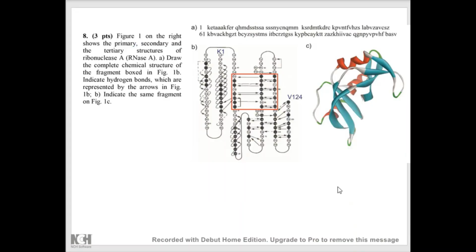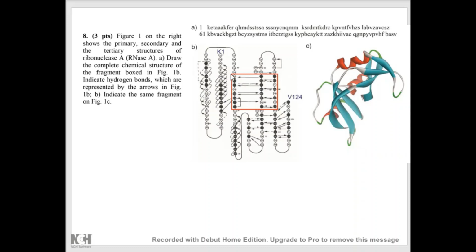Thank you. Question number 8 asks you to draw the complete chemical structure of fragments boxed in 1b and indicate the same fragment in 1c. What you have under A is the primary structure of ribonuclease A. Under B, it's a secondary structure, and under C, it's a tertiary structure of the same enzyme. So RNase A is the same RNase whose catalytic mechanism we study in this course.